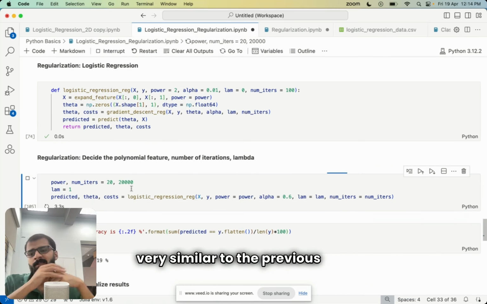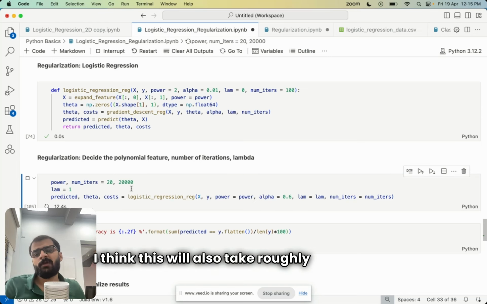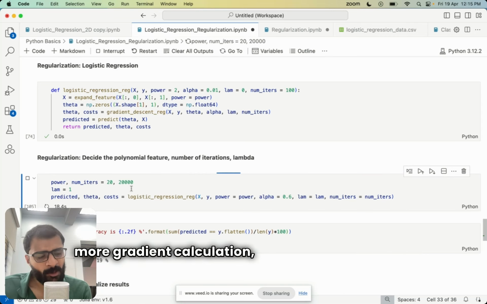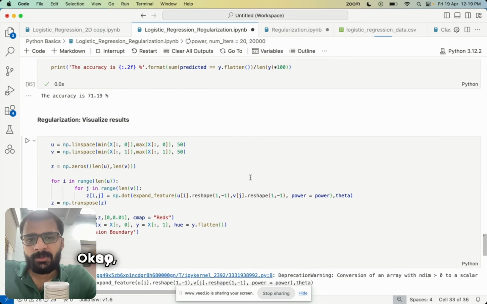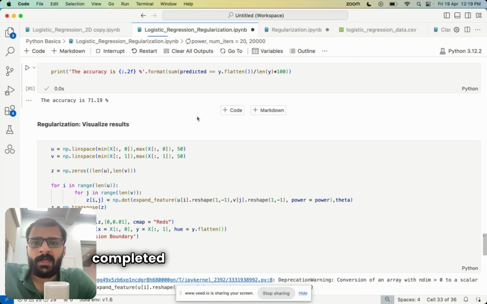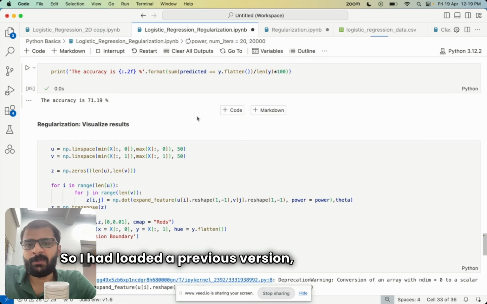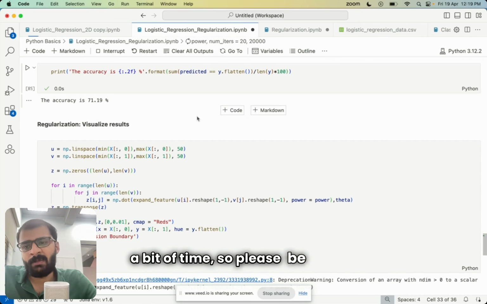Very similar to the previous run, this will also take a bit of time. Previously I waited for 90 seconds. I think this will also take roughly around that time, or maybe higher, because we are doing one more gradient calculation which is needed for the regularization. So let me wait for that much time. Okay, finally I could see that this iteration was completed, and it took a long amount of time. So I had loaded a previous version which I had worked on my system, and I'm presenting that to you right now. But remember that running this algorithm can take a bit of time, so please be patient.